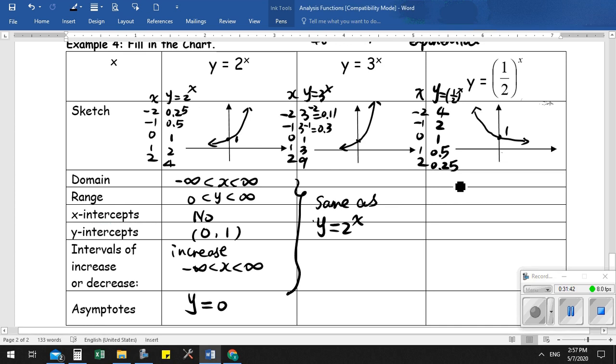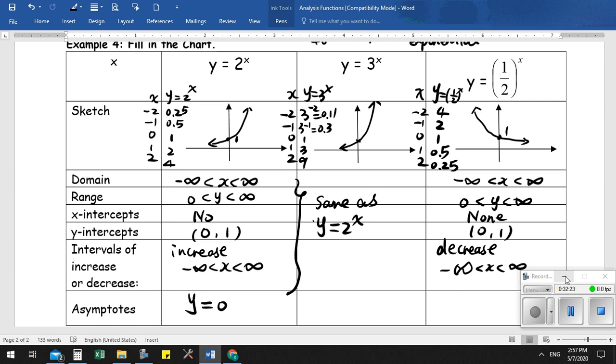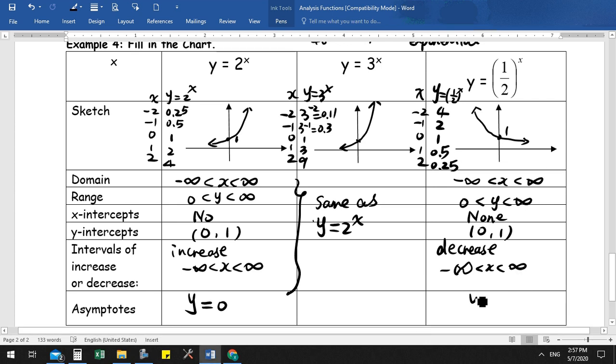The domain is negative infinity to positive infinity, y is above the x-axis, so it will be from 0 to positive infinity, no x-intercepts. This graph will approach the x-axis closer and closer, but never ever cross it. And the y-intercept is the same, (0, 1). It is not increasing. Decreasing means from left to right, it goes downhill, and it is decreasing all the time, for negative infinity to positive infinity of x. Then the asymptote is the same, y equals 0, okay.